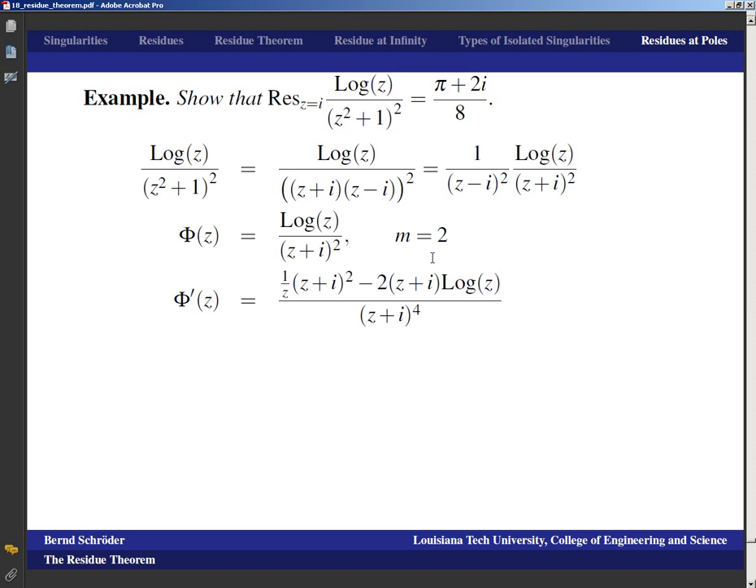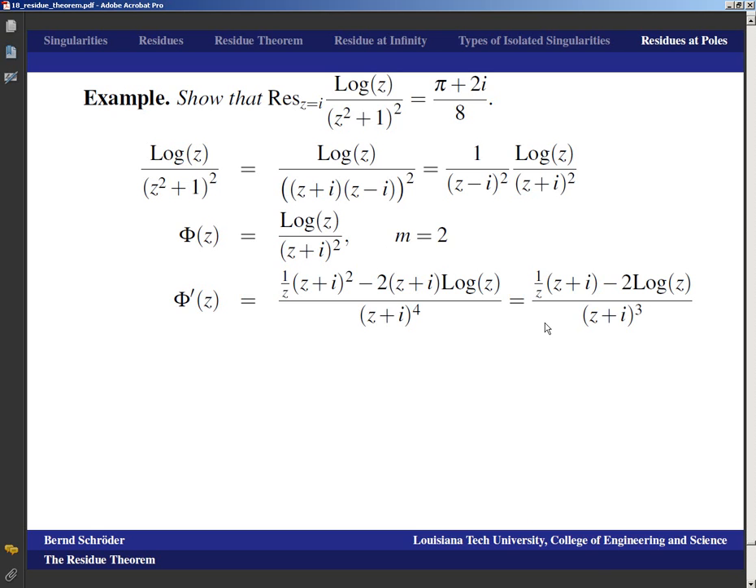Well, that's a quotient rule. Derivative of the numerator, 1 over z, times denominator z plus i quantity squared, minus derivative of the denominator, 2 times z plus i times 1, if you will, times the numerator log z, divided by denominator squared, so z plus i taken to the fourth. Now we cancel a z plus i, which we can because it occurs in both factors in the numerator. So 1 over z plus i minus 2 log z divided by z plus i cubed.